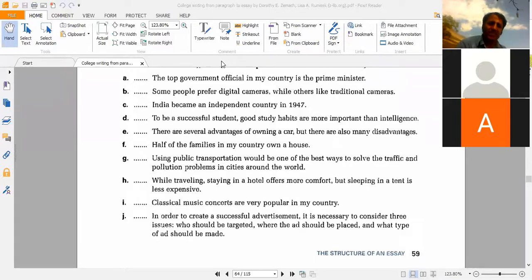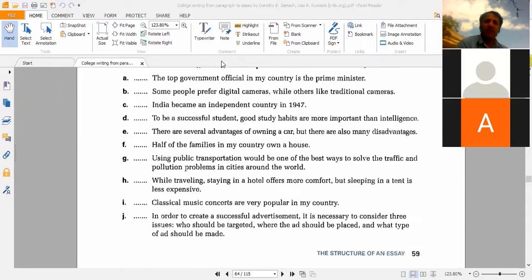So the writer in this sentence has chosen the former, that is good study habits. So to be a successful student, good habits are more important than intelligence. So this is important, that this sentence needs explanation because it is in the mood of comparison.